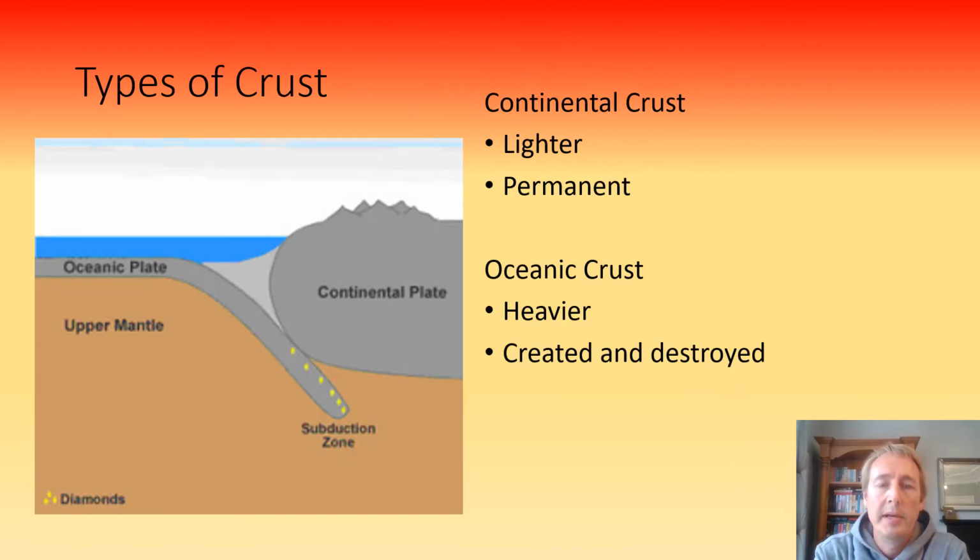These tectonic plates, or these parts of the crust, can actually be split into two different types. There's continental crust, which is basically land crust, which is lighter and permanent. And then there's oceanic crust, or the crust underneath the sea. This is continually being destroyed and created in places and is actually heavier than continental crust.